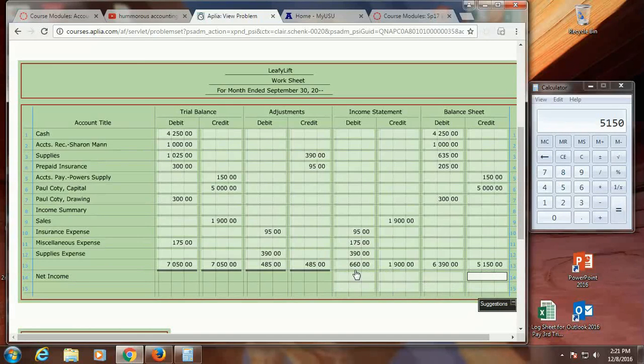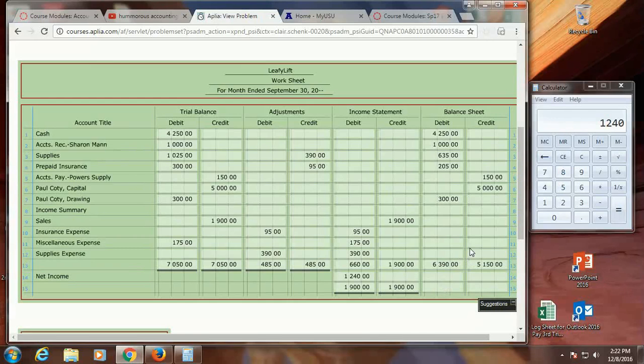And notice none of the numbers match up here across the bottom. So I'm going to go to my income statement column and do that one first. If I take the 1,900 minus the smaller number of 660, I get a difference of 1,240. I'm going to put that in the debit column of income statement, 1,240. And now these two columns add up, right? The debit column of income statement equals 1,900, and the credit column equals 1,900. So we're back in balance.